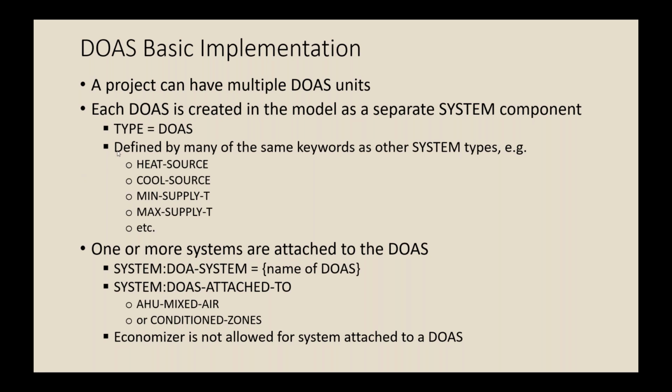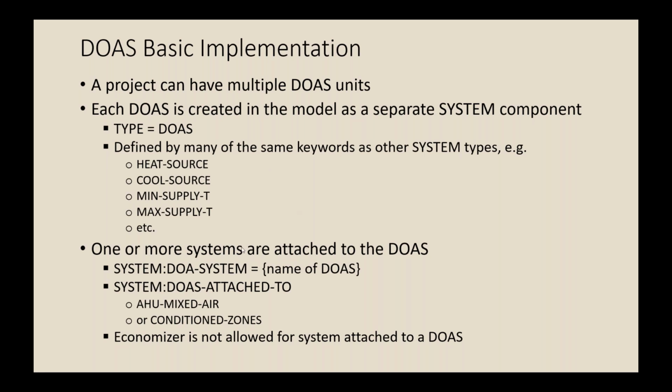So the DOAS system has many of the same keywords as other system types, such as a heat source, cool source, min supply T, max supply T. So there are lots of overlapping features that a DOAS system has compared to conventional air handler systems defined in DOE2.